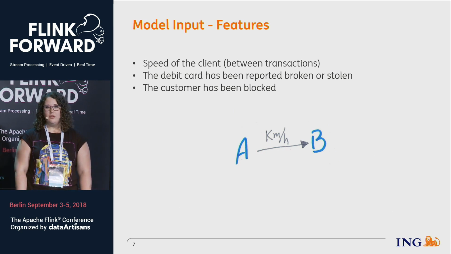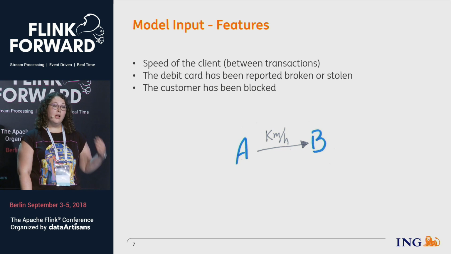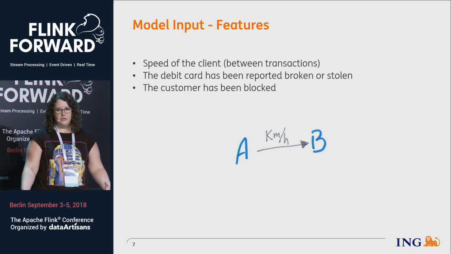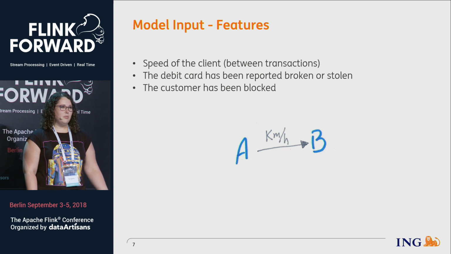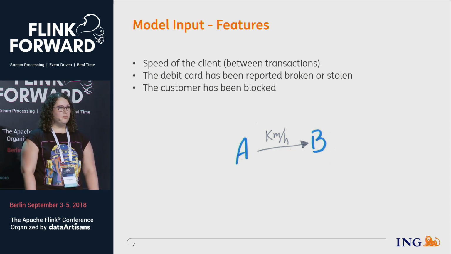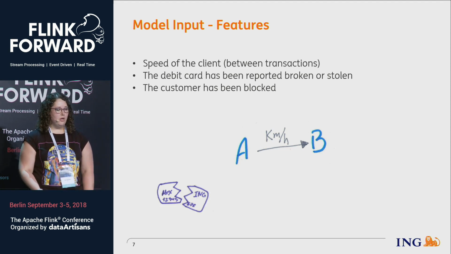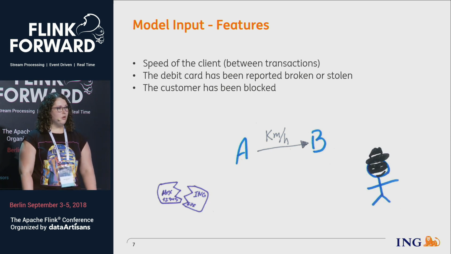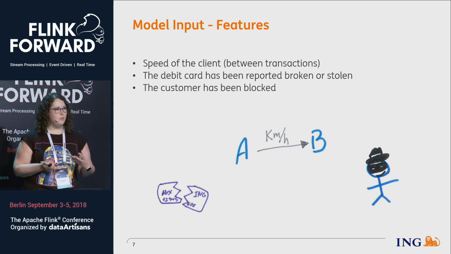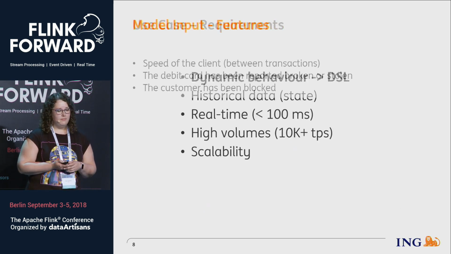However, if you have some machine learning, you typically need some extra input. Not only the input that you have in your original event straight away, but also some kind of characteristic that requires some more calculation and state to be kept. We call those features, and typical examples could be the speed that the client has moved from one point to another, if a debit card has been reported broken before, or if a customer has been blocked because he is a fraudster. We need to know this state in our system, and we need to supply this also for the model to be scoring.